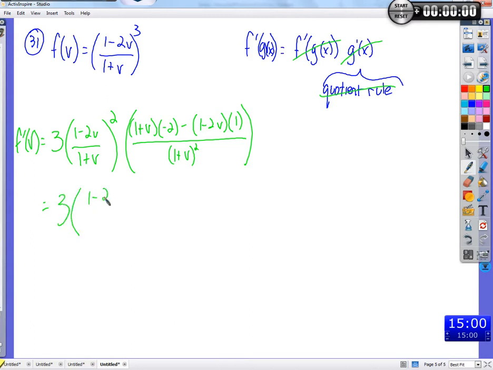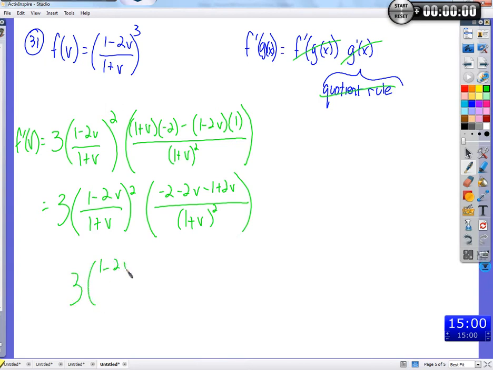3 times 1 minus 2b over 1 plus b squared times, this is just -2 distributed in there, -2 minus 2b. This is a 1, that doesn't matter, right? So -1 plus 2b over 1 plus b squared. -2 minus 1 is -3. -2b plus 2b is nothing. 1 plus b squared.